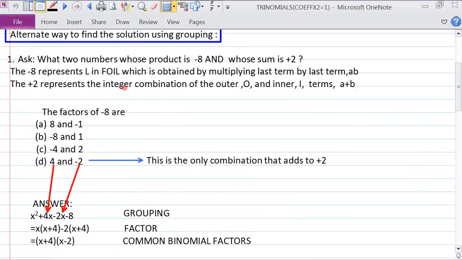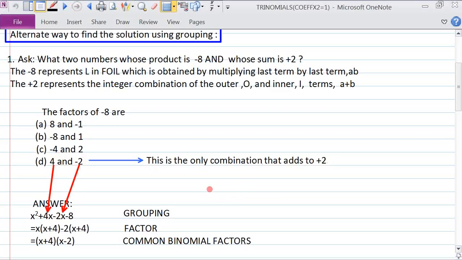The plus 2 represents the combination of the outer and inner terms. We saw that before, a plus b. Turns out that if we write the factors in more detail, we go into what the factors of minus 8 are. They could be 8 and minus 1. They could be minus 8 and plus 1, minus 4 and 2, and 4 and minus 2. This is the only combination that adds to plus 2.